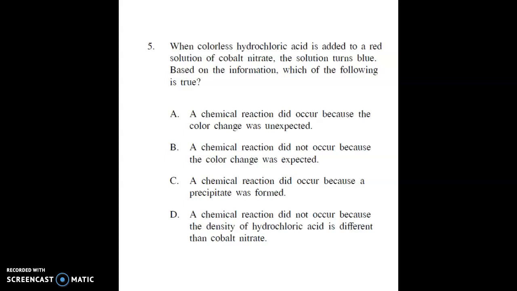C. A chemical reaction did occur because a precipitate was formed. D. A chemical reaction did not occur because the density of the hydrochloric acid is different than cobalt nitrate.